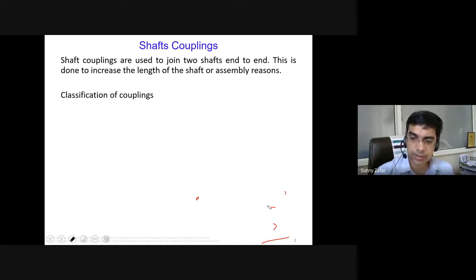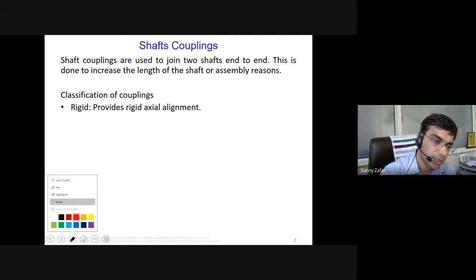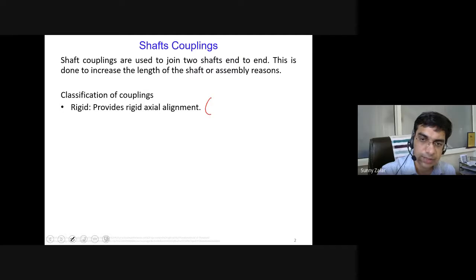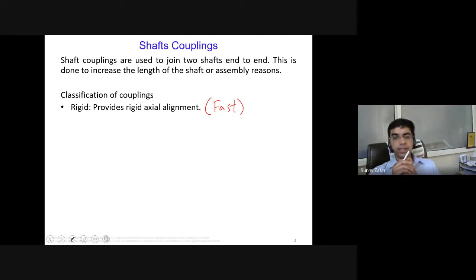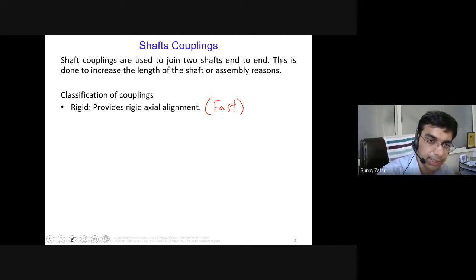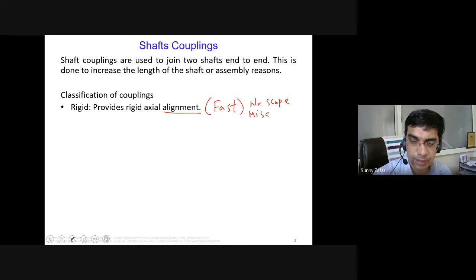So the first classification that we come across is the rigid coupling. Rigid coupling is also known as the fast coupling. Why do we call it a rigid coupling? Rigid coupling, as in it provides only rigid axial alignment. So there is no scope for misalignment. I'll come to it in a minute, what I mean by misalignment.